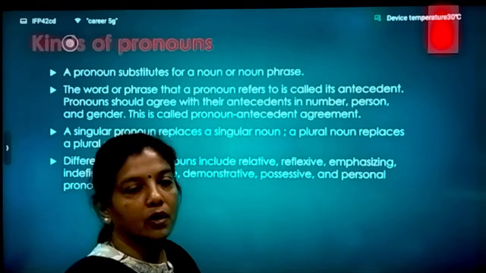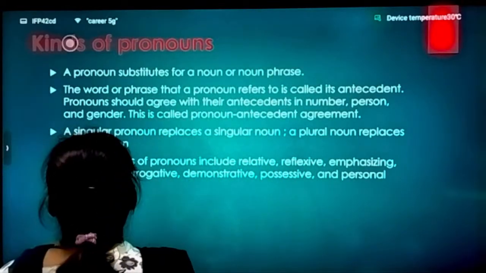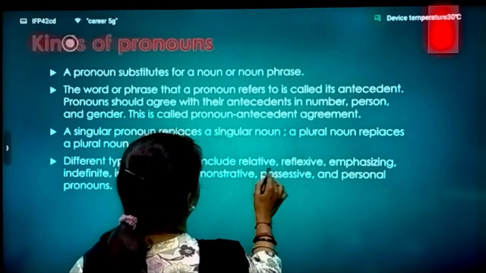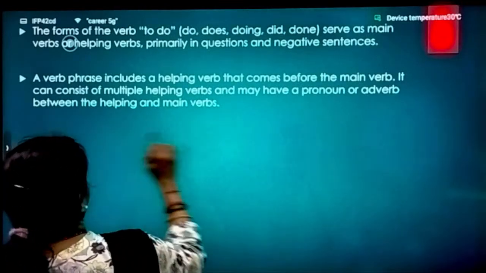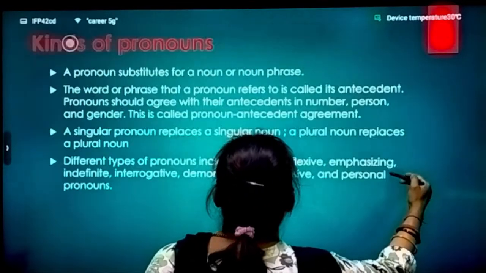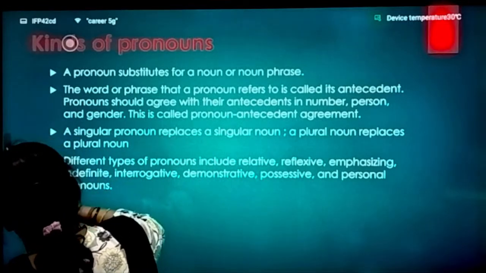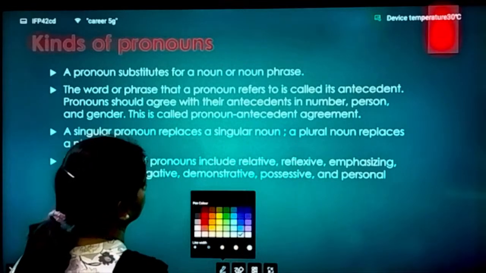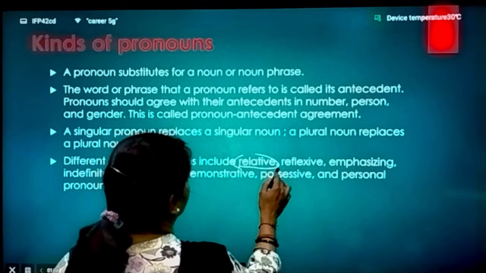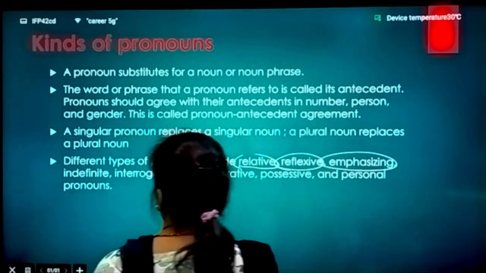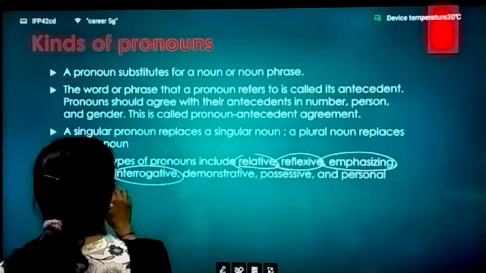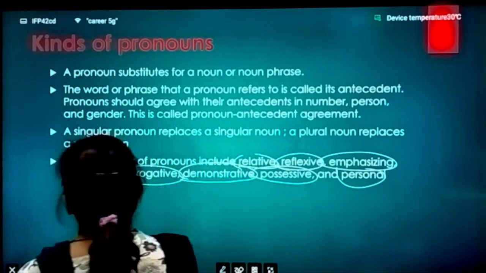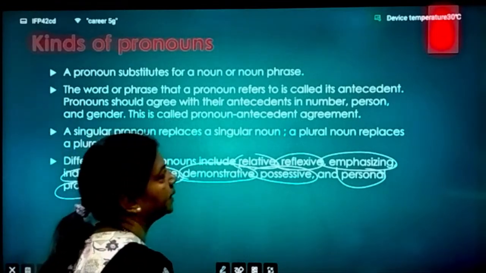And we have dealt with the kinds of pronouns also. So what are the pronouns we have dealt with? Relative, reflexive, emphasizing, indefinite, interrogative, demonstrative, possessive, and personal pronouns. These are all the pronouns we have dealt with.